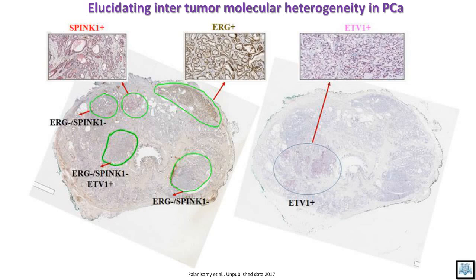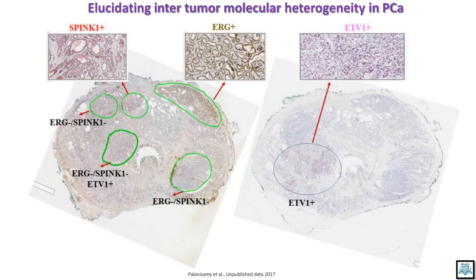This tumor foci is negative and this tumor foci was positive for ETB1, which was done on a consecutive slide. This area was positive for ETB1. So here we clearly demonstrated that out of the 5 individual tumor foci that are spatially separated by the benign or the stromal tissue, they have distinct driver molecular aberrations.